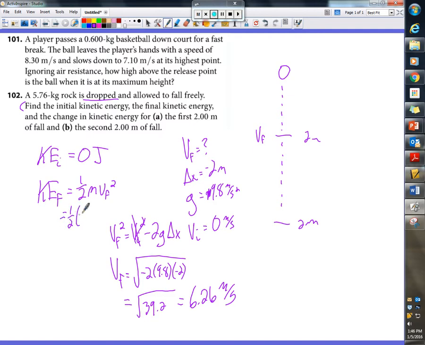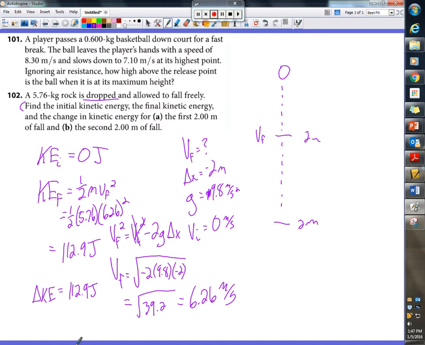1/2 the mass, 5.76 times 6.26 squared. Plug that into our calculator. About 112.9 joules. That's our final kinetic energy, which means that our change in kinetic energy is KE final, 112.9 minus 0. So the change in KE is 112.9 as well.